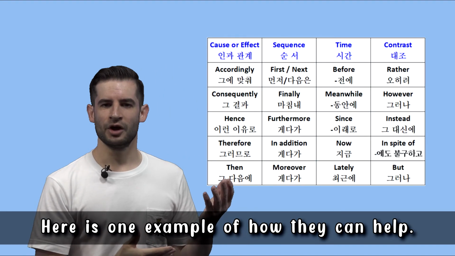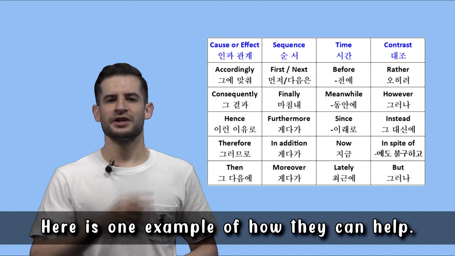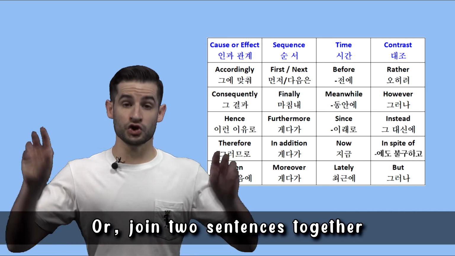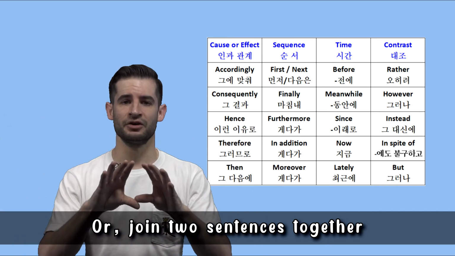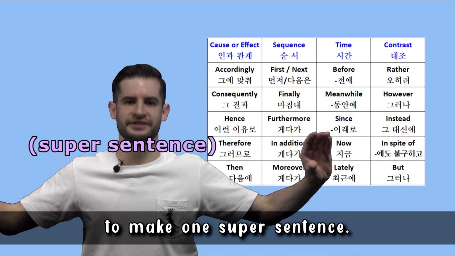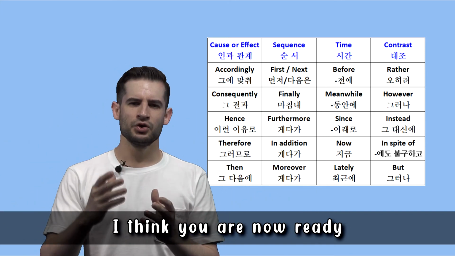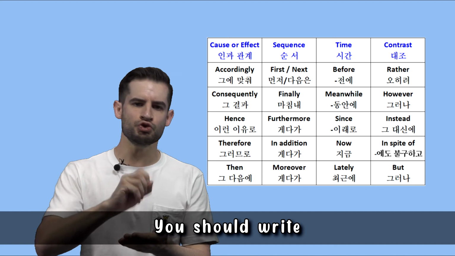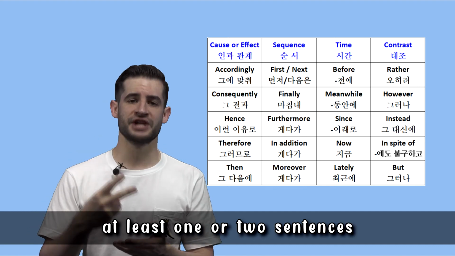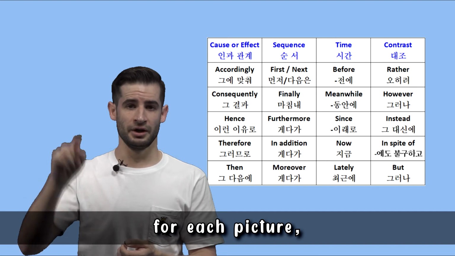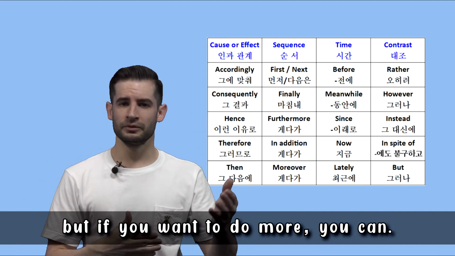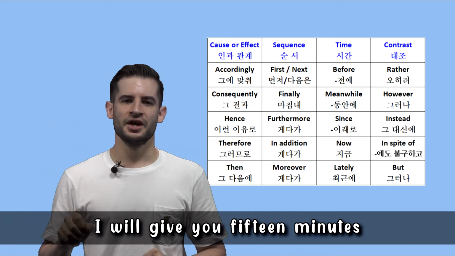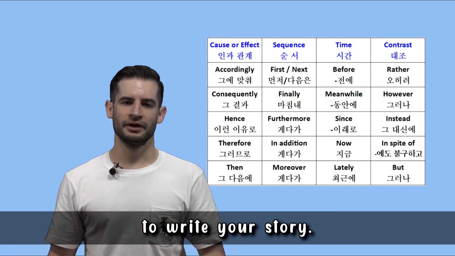Here's one example of how they can help. Try to use these words to begin your sentences, or join two sentences together to make one super sentence. I think you are now ready to begin your story. You should write at least one or two sentences for each picture, but if you want to do more, you can. I will give you 15 minutes to write your story. Let's begin.